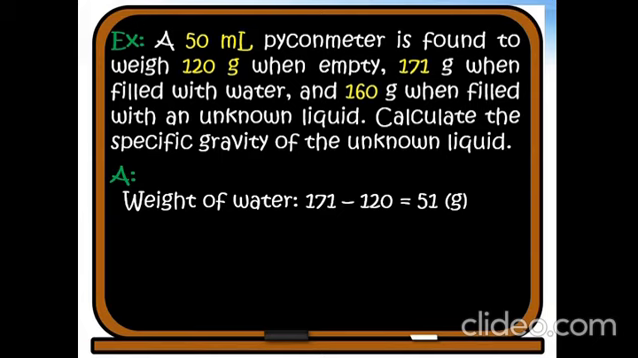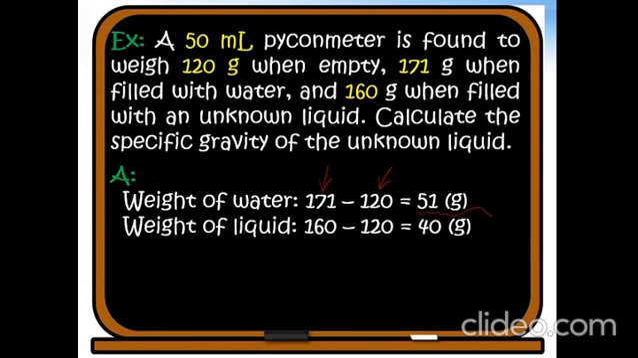Weight of water, that is 170, subtract 120. Why? Because this one is the weight when the pycnometer is filled with water. And this one is the weight when this pycnometer is filled with that unknown liquid. So the weight of water is 51 grams.